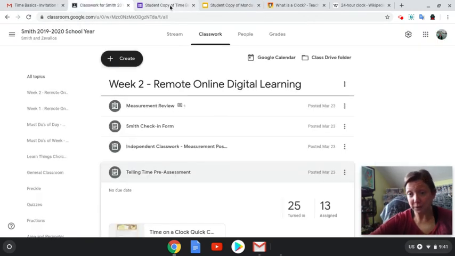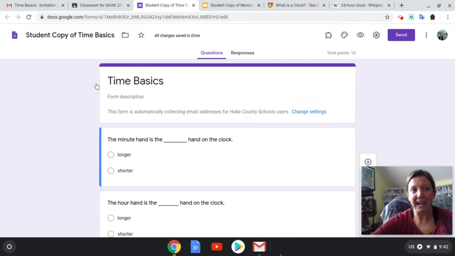For your classwork today, you need to fill out this Time Basics Google form. This is your independent classwork for today. Remember, you should still be doing Freckle every day to practice that multiplication. This Friday, you are going to have a multiplication quick quiz. I will explain later on how to do it, but you need to make sure that you're practicing and getting on Freckle and doing the must do every day.